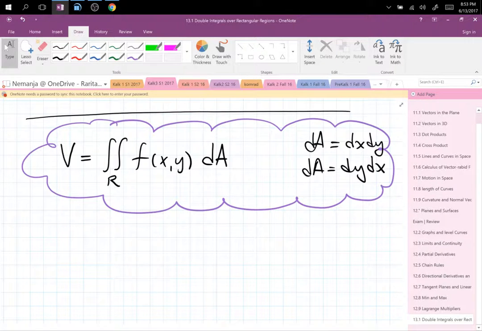So first of all, I want to know about dimensions. I have 2 dimensions coming from dA and 1 dimension coming from a function f. So that's 3 dimensions, that's volume. So dimensionally, all of this makes sense. That's the most important part.